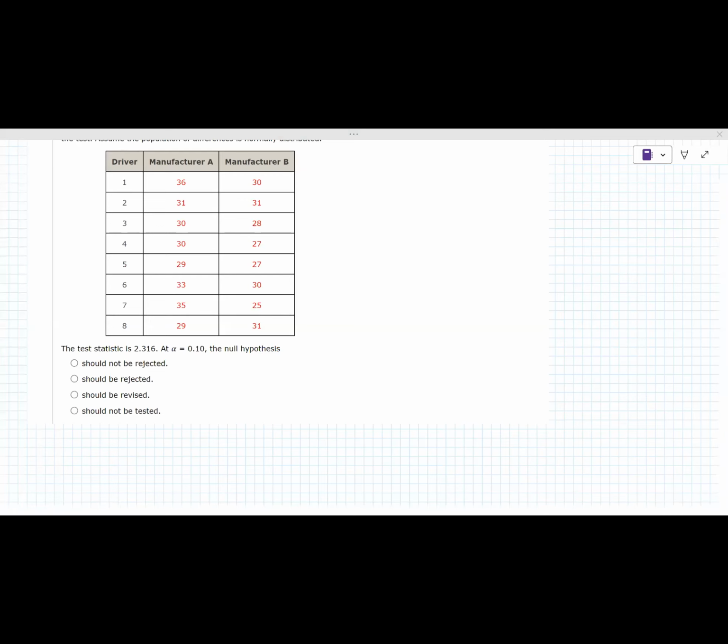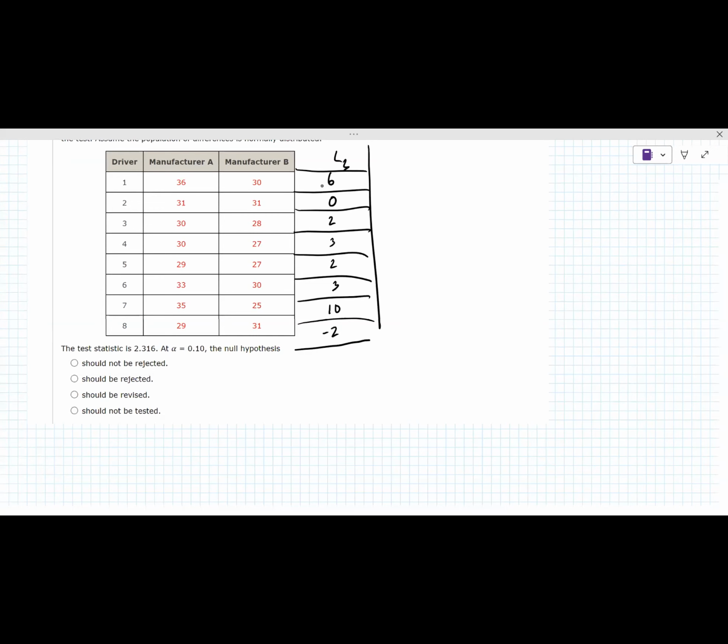All right, so back to this. It refers back to a very similar data set as the previous one. What you would really want to do is re-enter this in L1 and L2 and find the difference for L3, like L1 minus L2, but you almost just want to do it by hand here. So let's do it that way: 6, 0, 2, 3, 2, 3, 10, and -2. Go ahead and put this in either L1 or L3 if you want, and do the stat test.